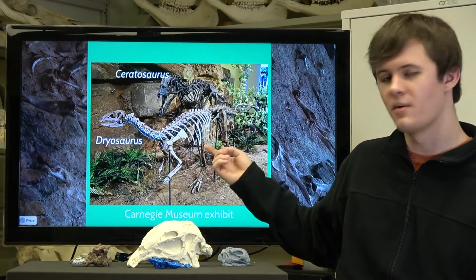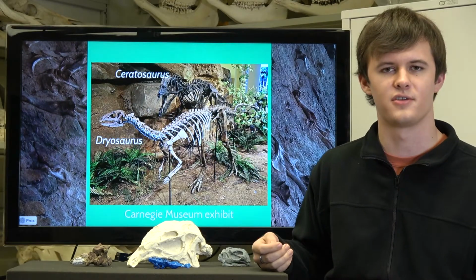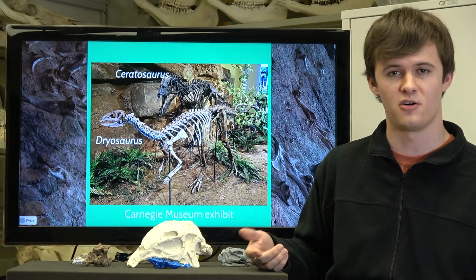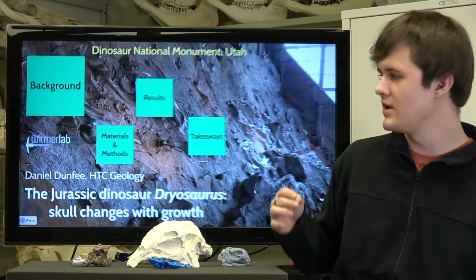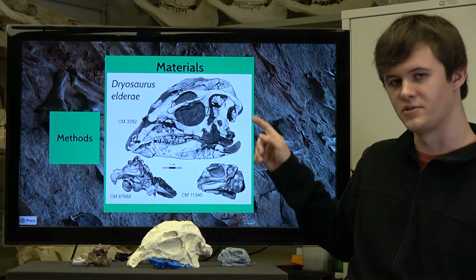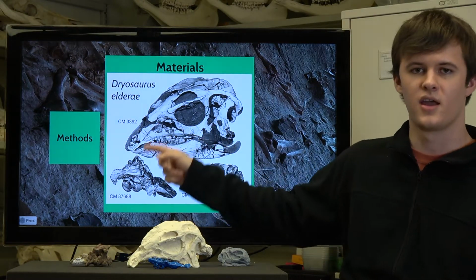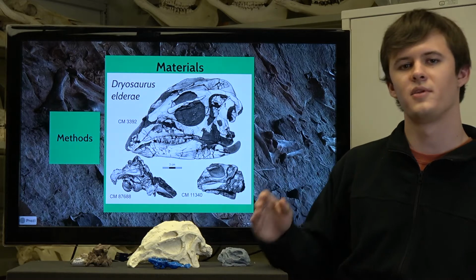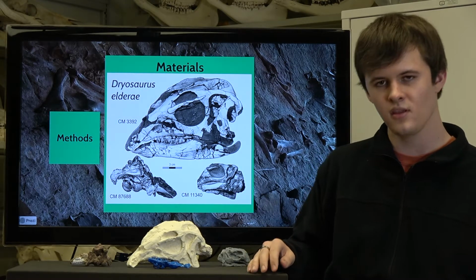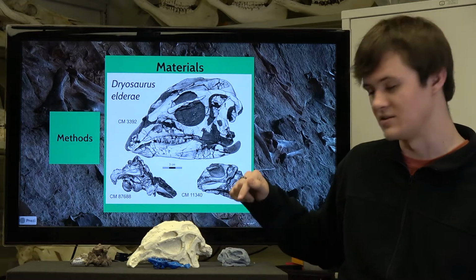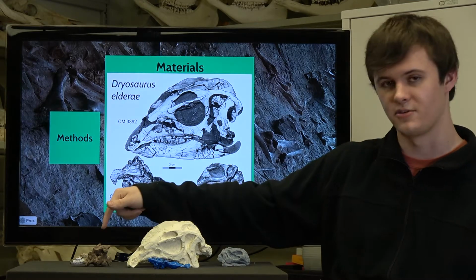Today I'm going to be talking about my honors thesis research on skull growth in Dryosaurus, a species of small, plant-eating bipedal ornithopod dinosaur. And so I'm looking at three skulls that represent a baby, a subadult, and a partial adult skull, all from the Upper Jurassic Morrison Formation at Dinosaur National Monument. We jokingly refer to these three as baby dry, mama dry, and papa dry.